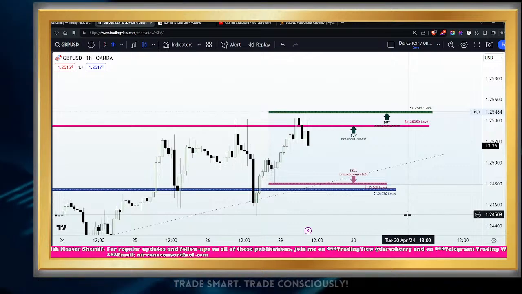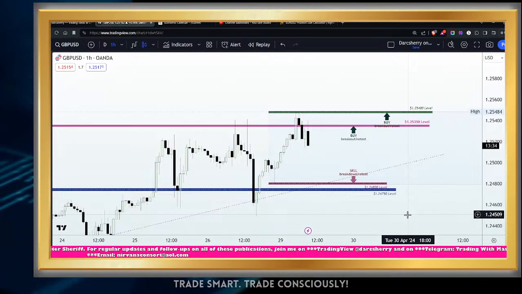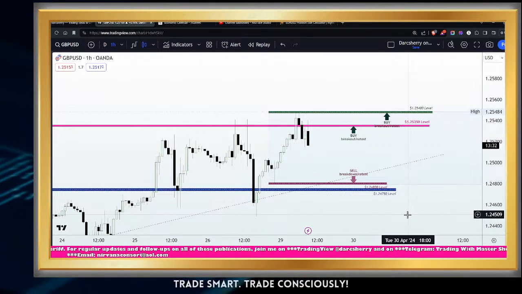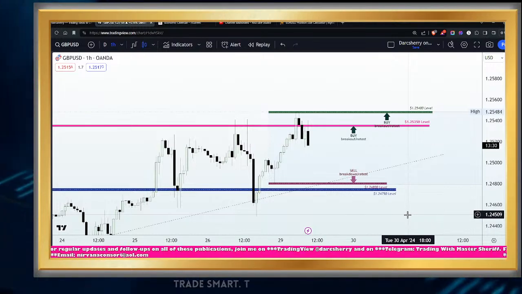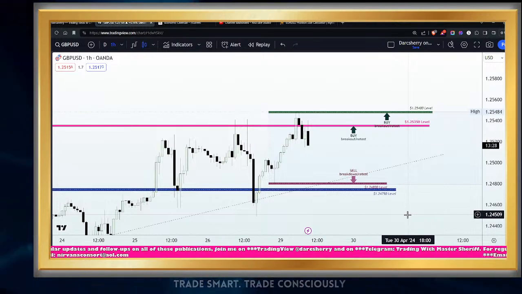I encourage us all to mark out these levels accordingly on our chart, as we are going to be using them to guide our independent trading decisions.